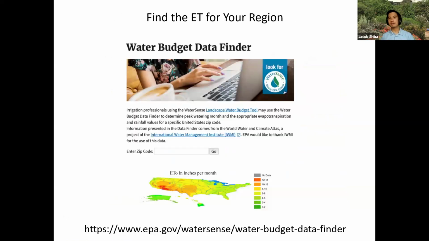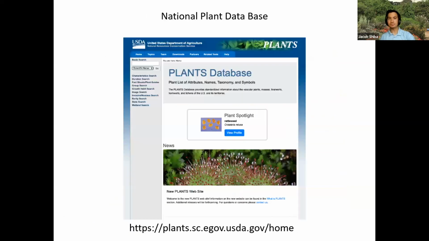Now, it's important to figure out your particular ET, or how much water plants need in your particular region. So this is one great tool provided by the EPA, specifically from their WaterSense program, that allows you to calculate and find your own water budget. This link is going to be available in the handout along with this presentation as well.